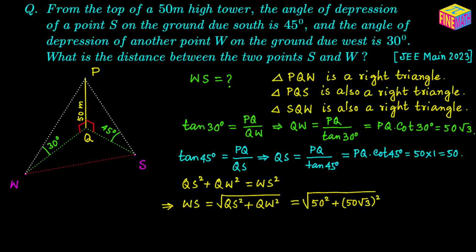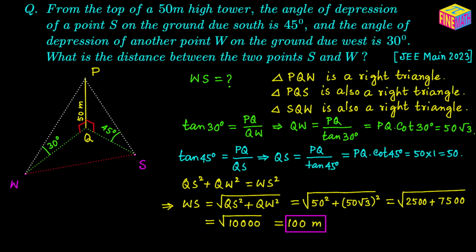So this will be equal to square root of 50 squared plus 50 times square root of 3 whole squared, because QS is 50 and QW is 50 times square root of 3. So I have simply substituted their value, and if we simplify this is going to look like square root of 2500 plus 7500, and that will be equal to square root of 10,000, and that will be equal to 100. And what is the unit here? Well, unit is actually meter. So the distance between W and S will be equal to 100 meter, and that is our answer.